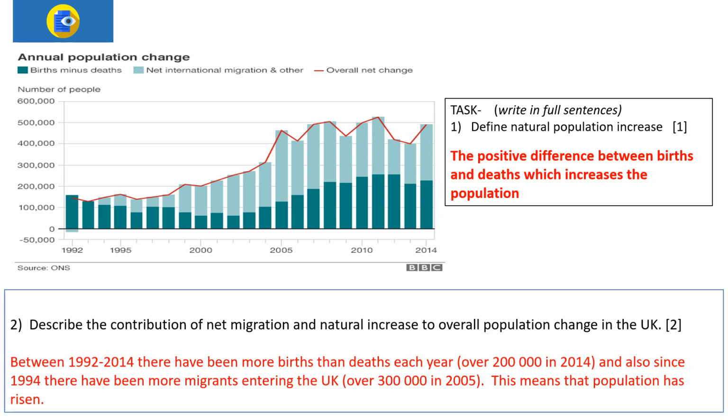Number 2, describe the contribution of net migration and natural increase to overall population change in the UK. Between 1992 and 2014, there have been more births than deaths each year, over 200,000 in 2014. And also, since 1994, there have been more migrants entering the UK, e.g., over 300,000 in 2005. This means that the population has risen. To get that answer, I used the graph.